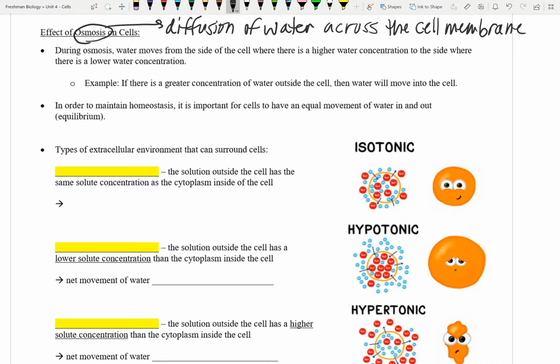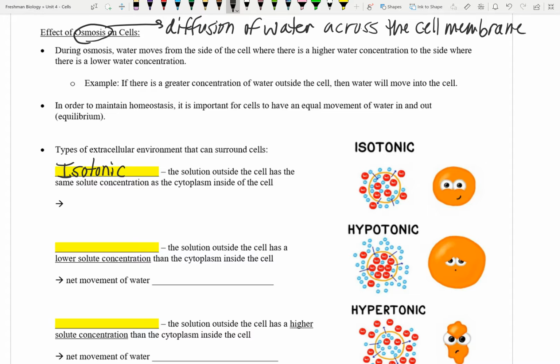And so overall, cells generally want to have an equal amount of water moving in and out. That allows the cell to maintain its size. If there's a net movement of water out of the cell, it's going to shrink. If there's a net movement of water into the cell, it's going to swell and could potentially burst. So to have equilibrium, an equal amount moving in and out, cells need to be surrounded by an isotonic environment. That is the first of three different situations we're going to think about as far as conditions that a cell could be present in.